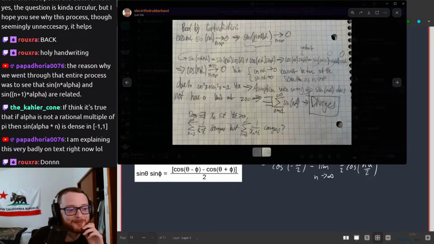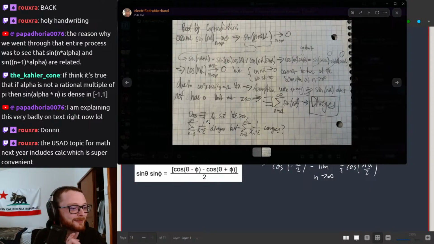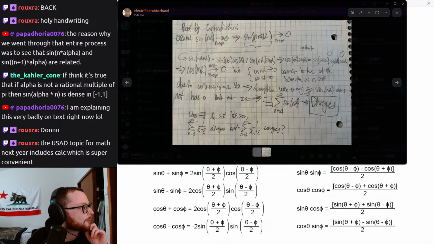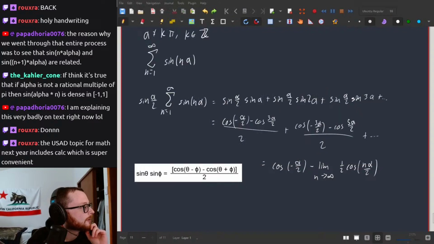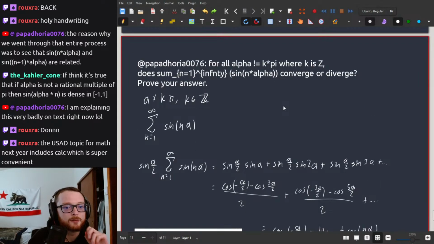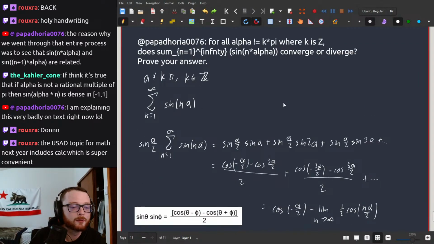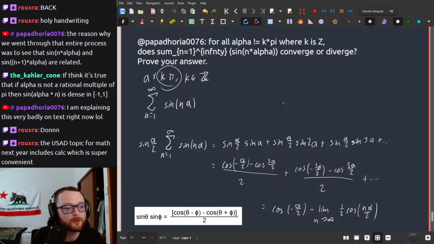I think it works. I'm not sure though. It's all good, Papadoria. Yeah, Colorcon, we do have that. Oops, that assumption is built into the problem. I guess we only said integer multiple of pi. I guess rational could be a problem too.